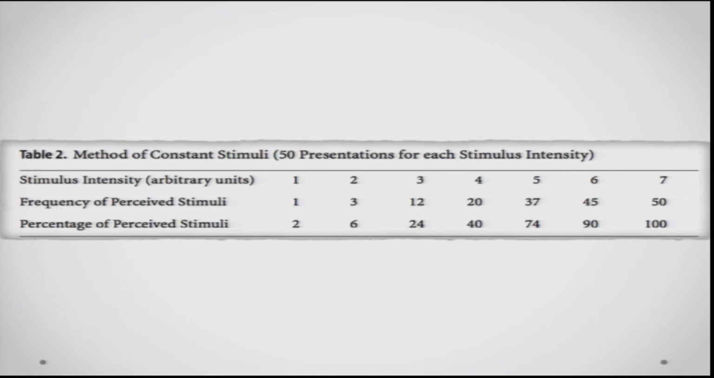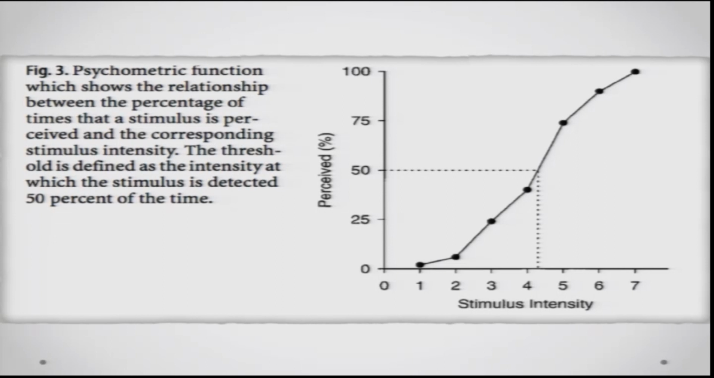So for example, here you have a particular stimulus intensity. There are these values, 1, 2, 3, 4, 5, 6, 7, and you presented them so many times. You presented one 1 time, another 2, 3 times, another 12 times, something like that. The percentage of perceived stimuli at all of these values is also calculated. How many times the person perceived the stimulus at level 1, or at level 7. All of this is plotted in a particular graph, which you can see right here.